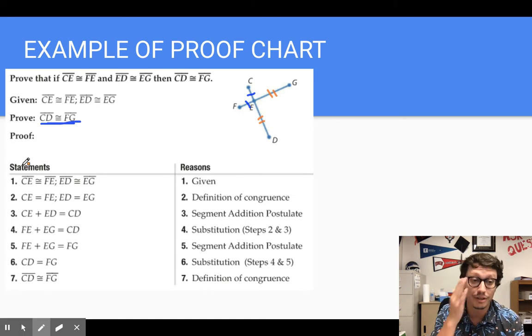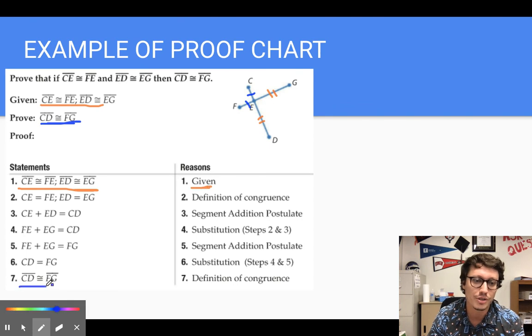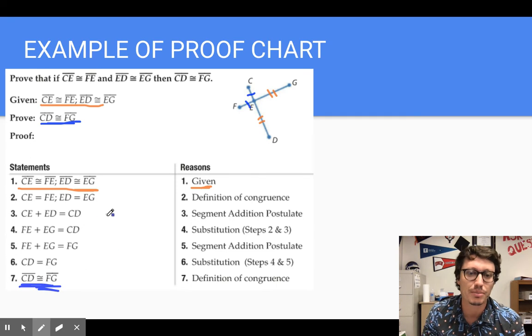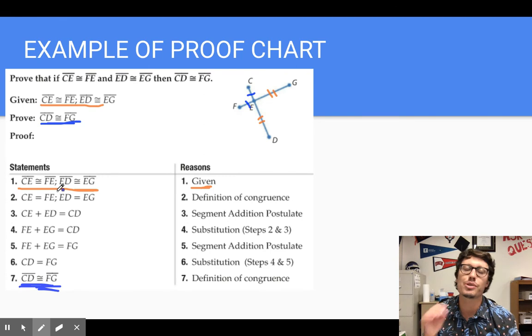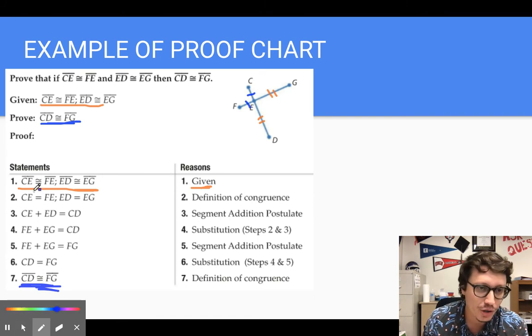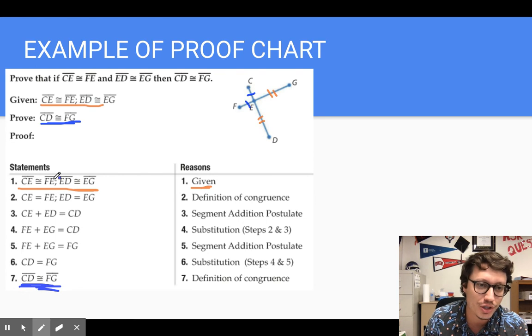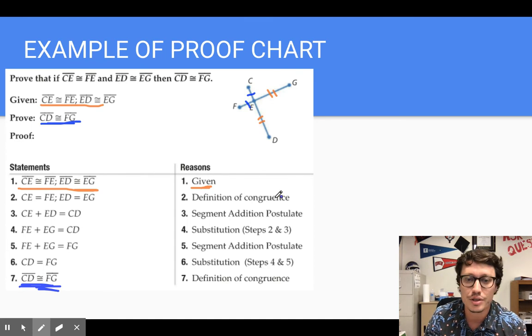Obviously this one's already done for you, but you can see that the easy money questions are still there. Rewrite your given statement. Always use given as your first reason. Whatever you are trying to prove is always going to be your last statement, okay? So think, how can we go from here to here? That is what you need to do when you're filling in proof charts. What reason can we use that proves how we go from one step to the other? Okay, so how do we change from CE is congruent to FE, changing to CE is now equal to FE? Remember, anytime you see a congruent sign changing to an equal sign, you're going to use the definition of congruence.